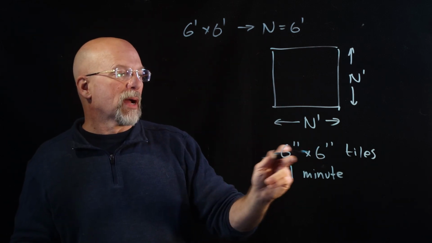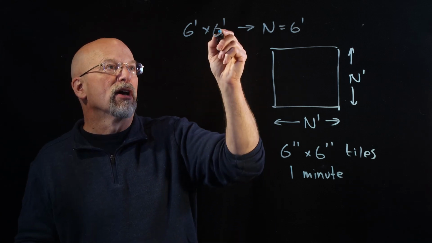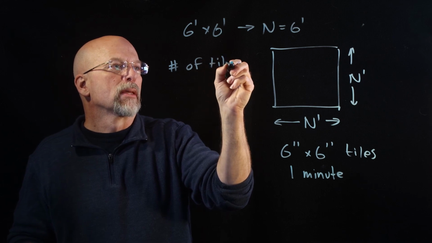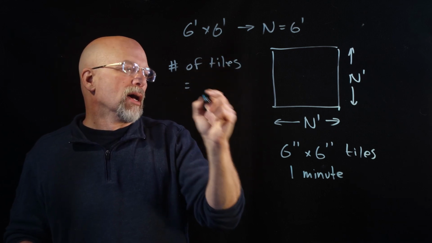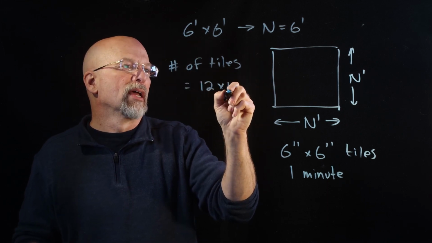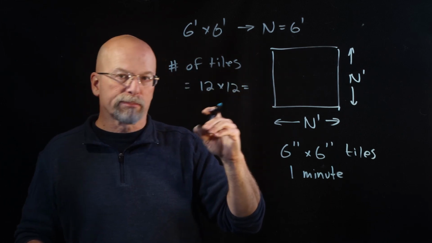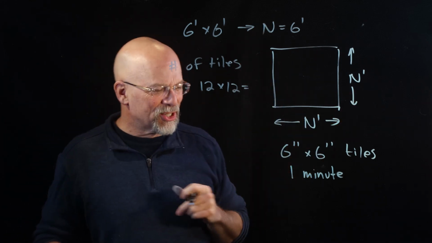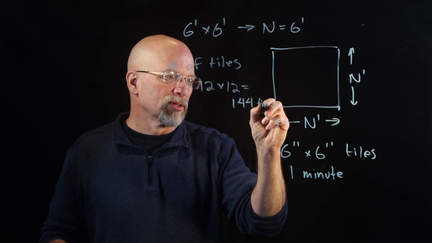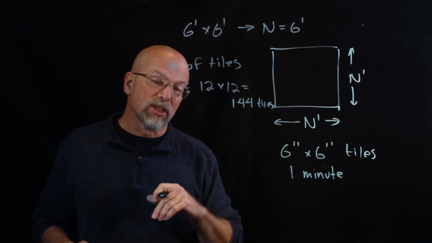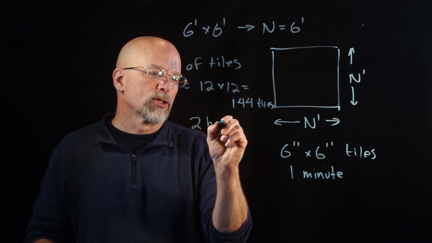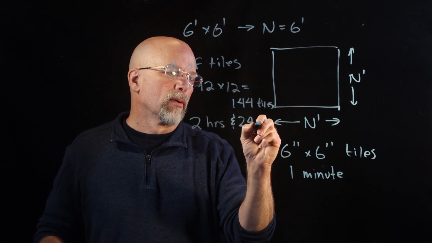Well, 6-inch by 6-inch tiles, that's half a foot. So the number of tiles equals, let's see, we have 12. It's going to take 12 tiles in one direction and 12 tiles in the other direction. That's going to give us 144 tiles. Now, in terms of time, it's going to take us 1 minute per tile. So basically, we're looking at 2 hours and 24 minutes.